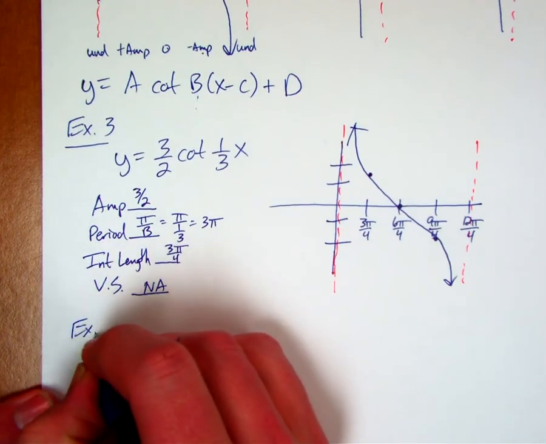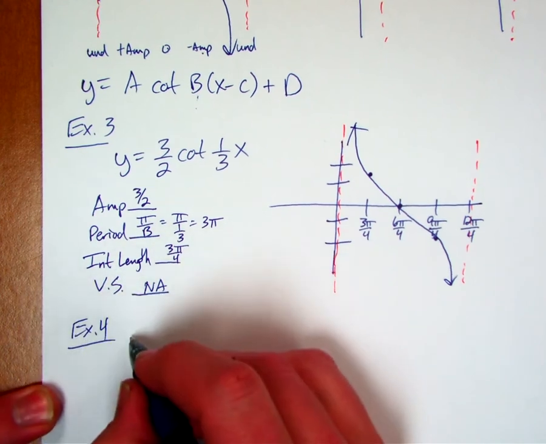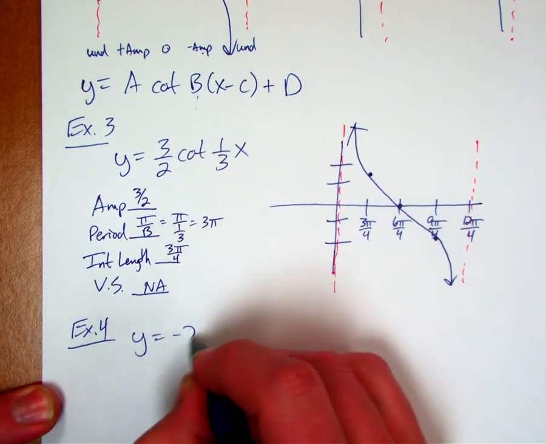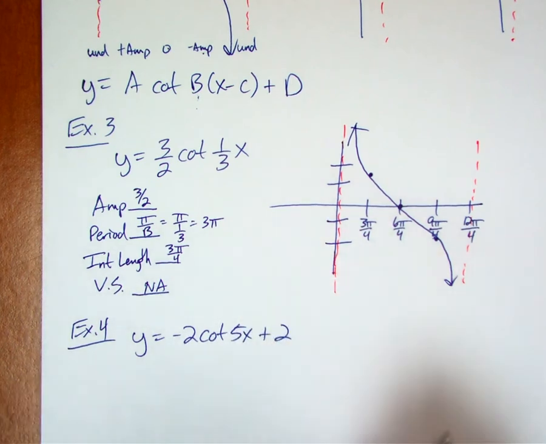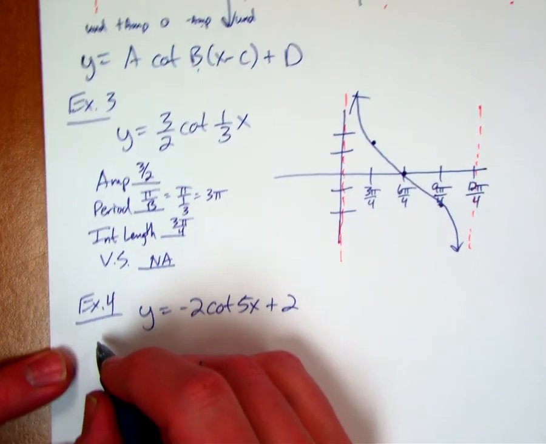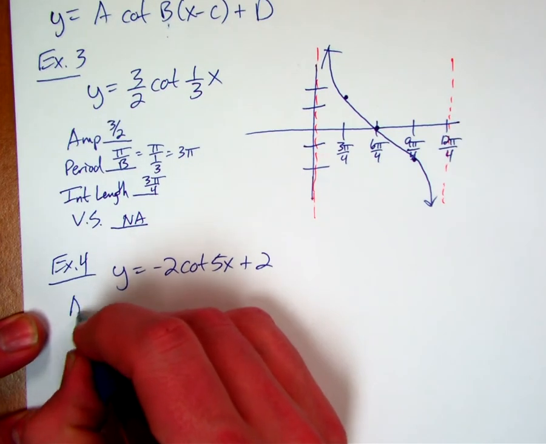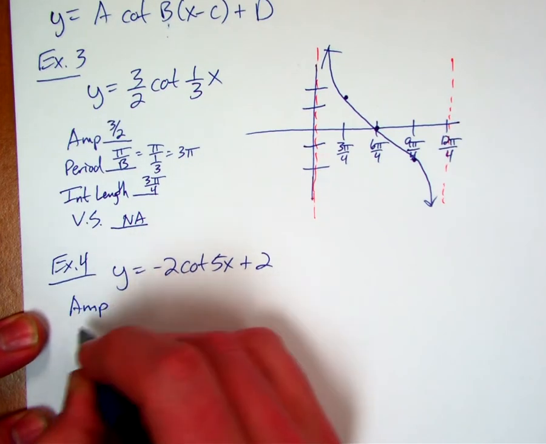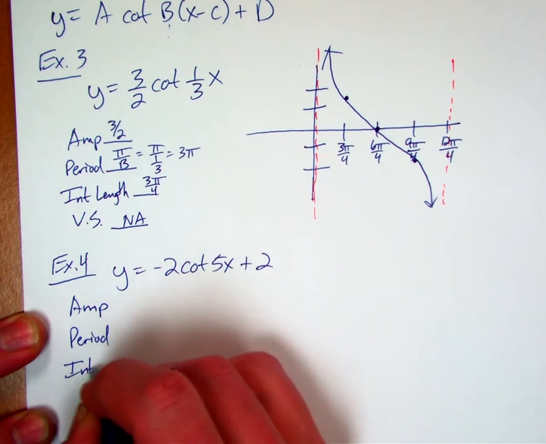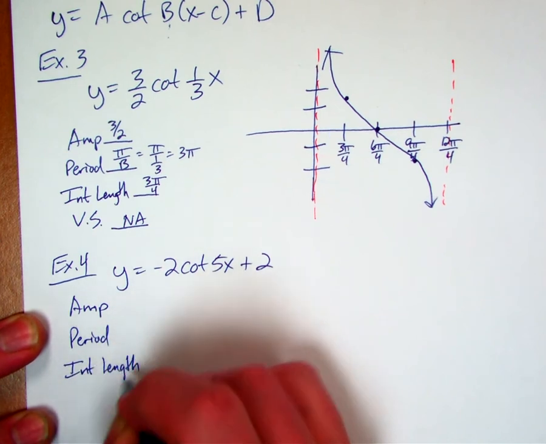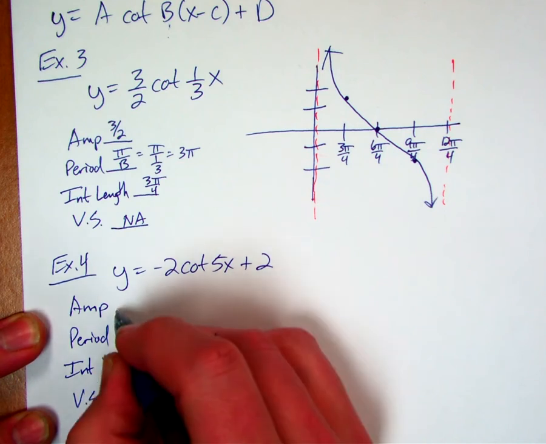Example number 4. Let's go with y equals -2 cotangent 5x plus 2. Let's answer those 4 questions again. Amplitude, period, interval length, vertical shift.